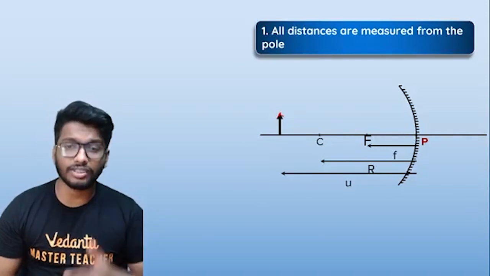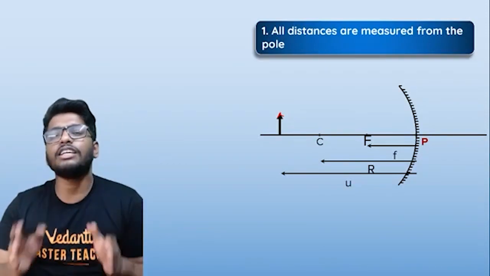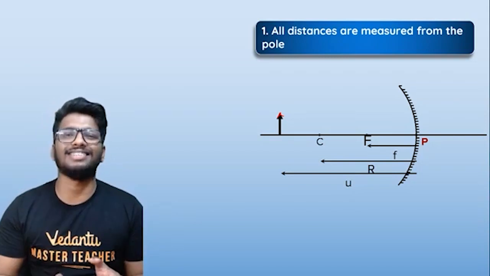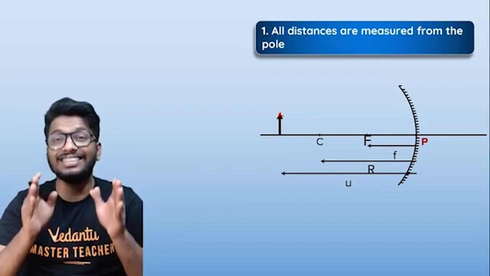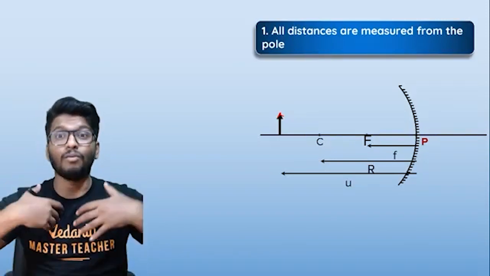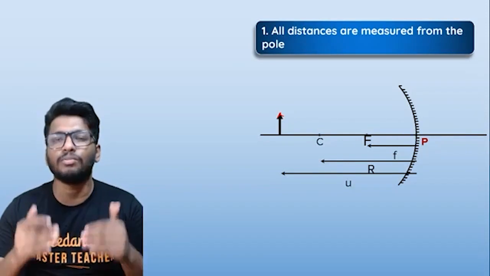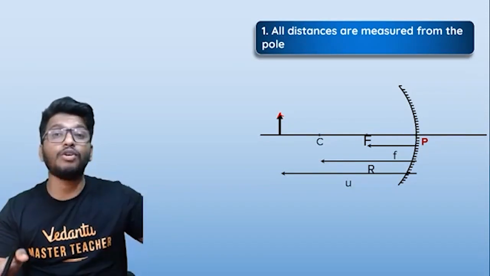C here is the center of curvature. F is nothing but the focus, and P is nothing but the pole. First thing you have to understand is this, guys. All the distances in a spherical mirror are measured from the pole. So that is the reference point. For example, when you're walking from one place to another, you take a reference point. In the same way, here also the reference point is the pole. From the pole, you measure all the distances.